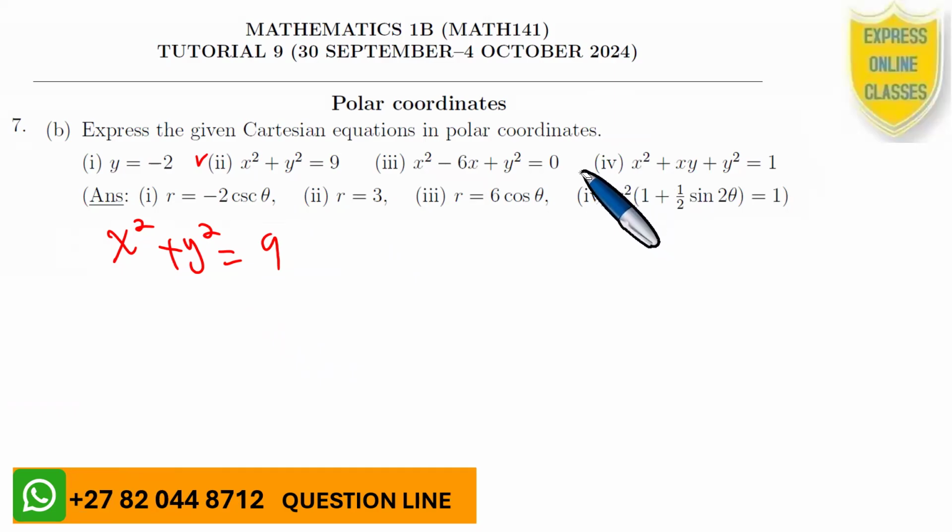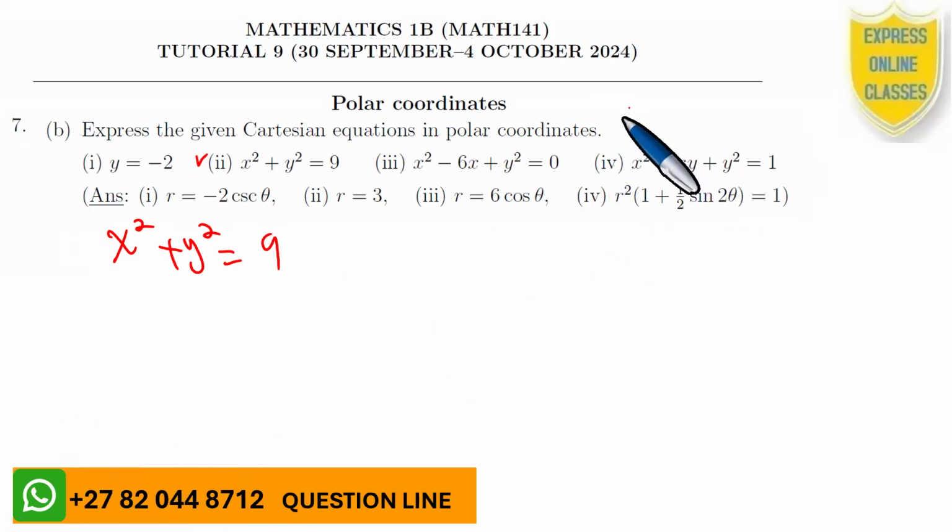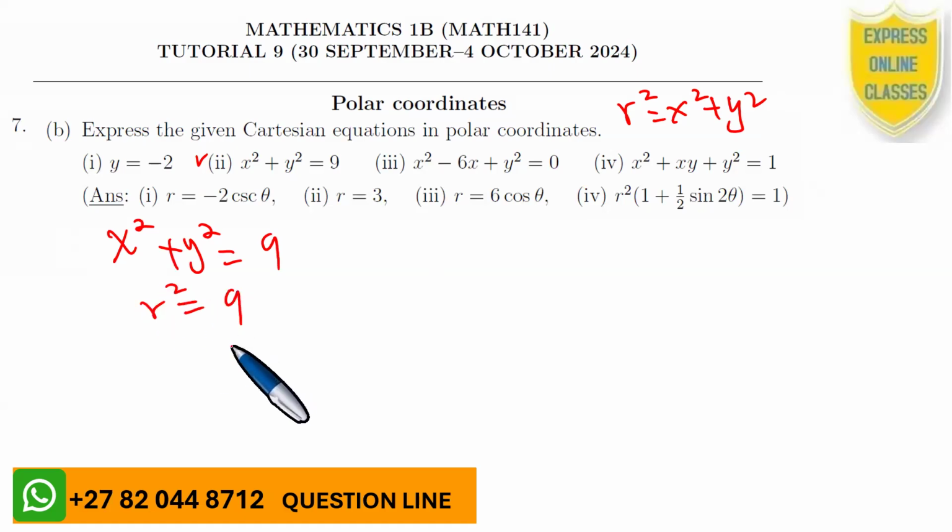But we know that x squared plus y squared is r squared, which is equal to 9.